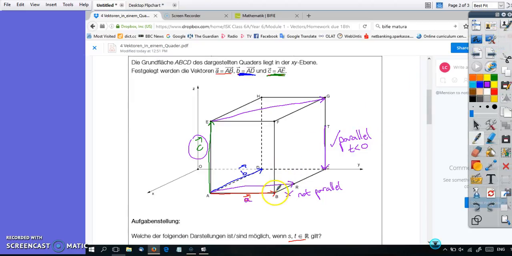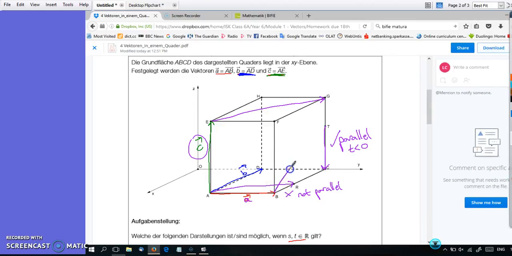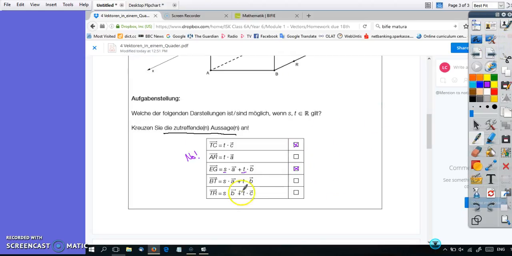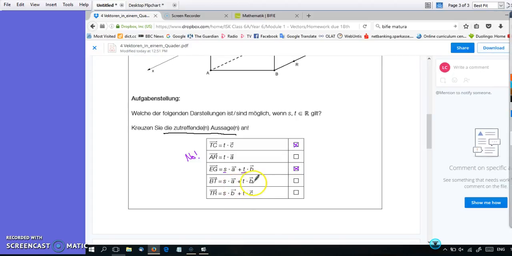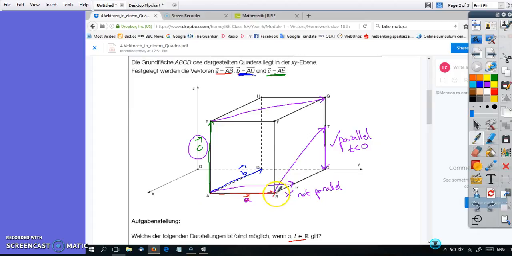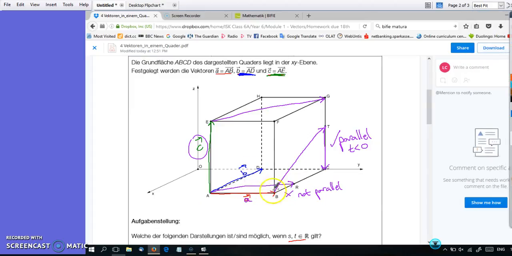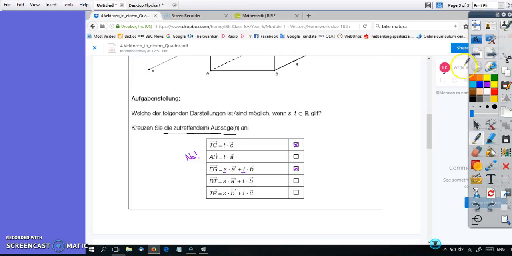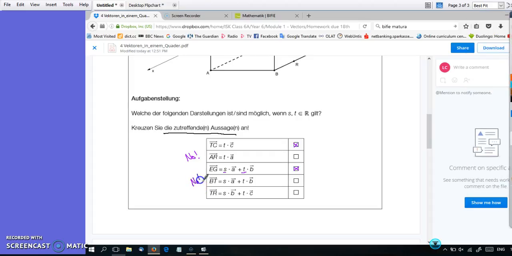B to T. B to T goes from here up to here. So we're going to have to take some of the whole of b plus some of c. What does this say? Well, that says some of a and some of b. But if we go from B and we only use the vectors a and b, we can only stay in this plane at the bottom here. We can't go up like c asks us to. So nope, that one doesn't work.